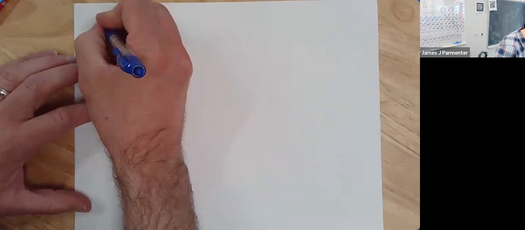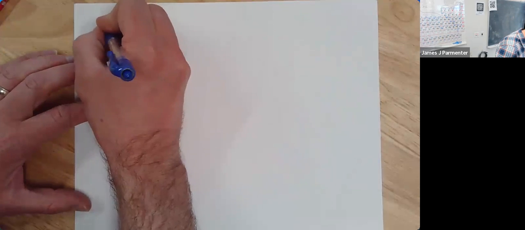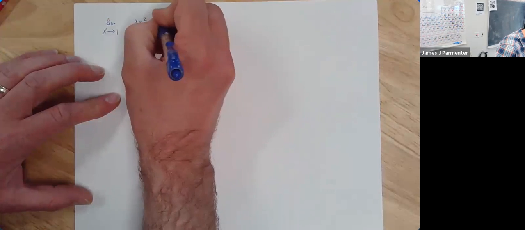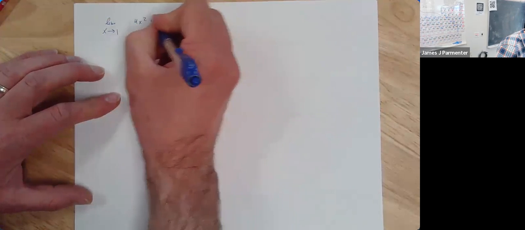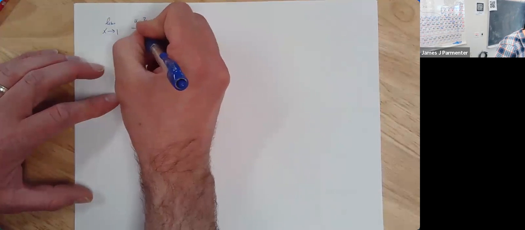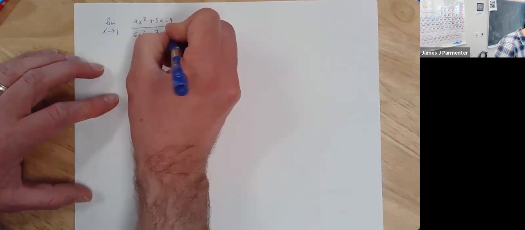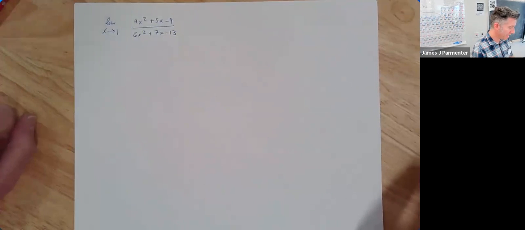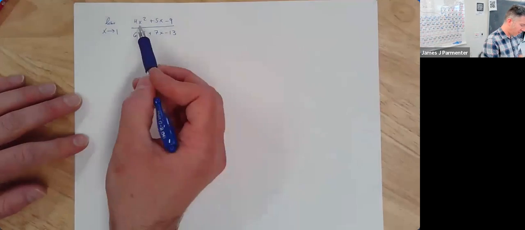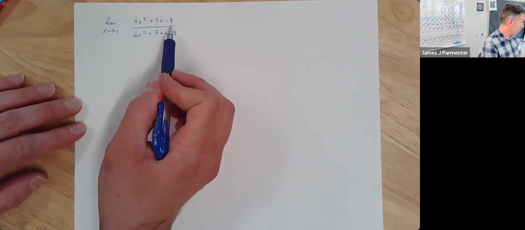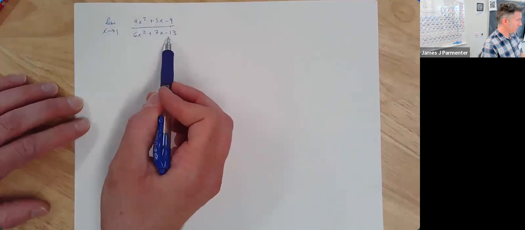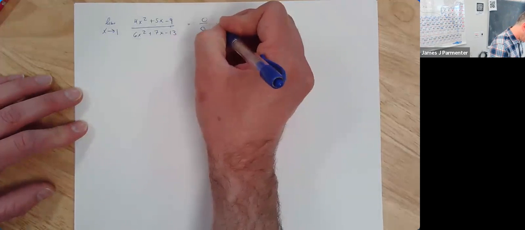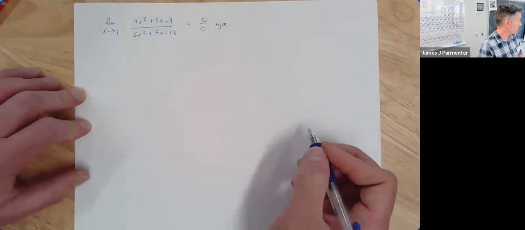Let's say we wanted to find the limit as x approaches 1 of 4x squared plus 5x minus 9 over 6x squared plus 7x minus 13. We should check, and if I plug in 1, I'm going to get 4 plus 5 minus 9, which is 0, over 6 plus 7 minus 13, which is also 0. So this definitely is a 0 over 0 type. So we're going to do some algebra.